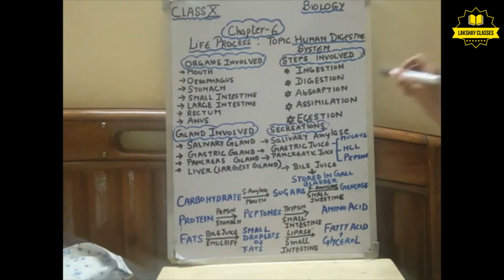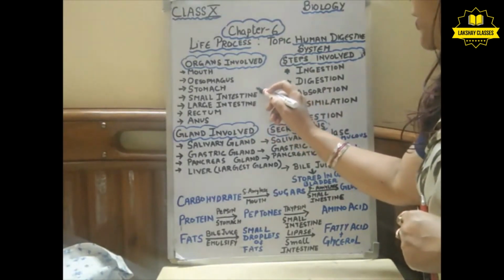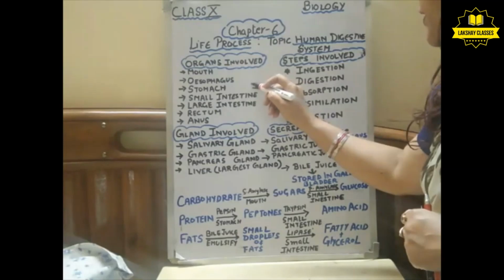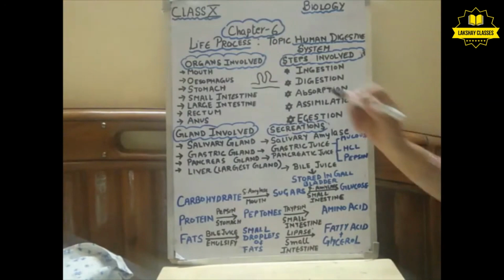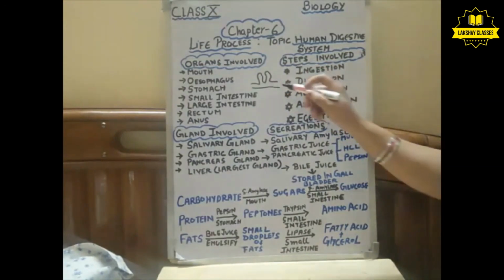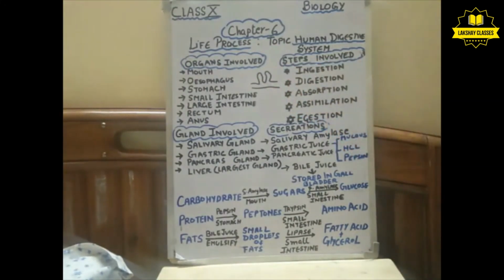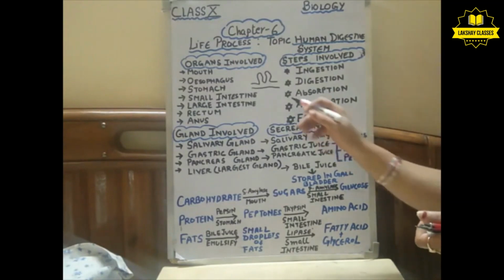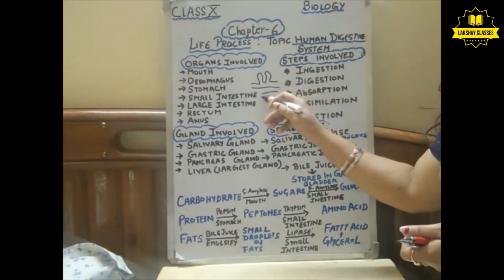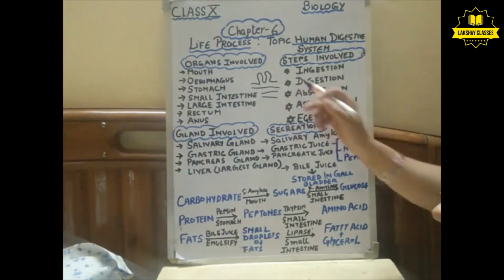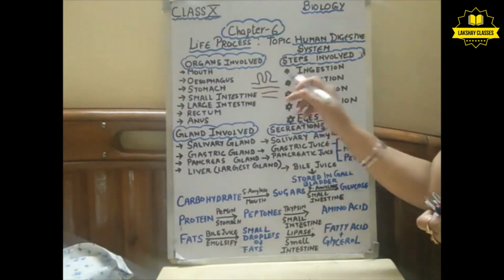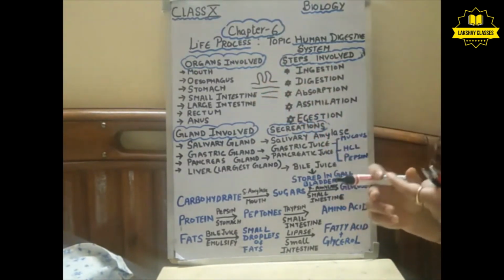So, for absorption, the small intestine is like this. It has many finger-like projections. These finger-like projections help in the absorption of digested food. Now, why is this finger-like projection required? Because if the walls of the intestine were smooth like this, they would have less surface area for absorption. But due to these finger-like projections, the surface area for absorption is more.